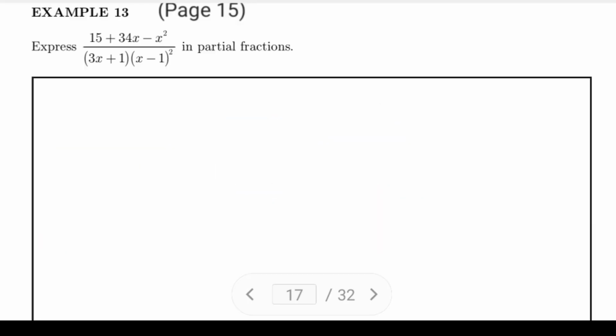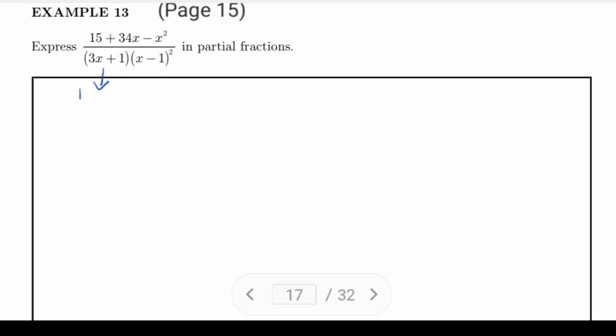Example 13 on page 15. Express 15 plus 34x minus x squared over 3x plus 1 times x minus 1 squared in partial fractions. So this fraction is a proper fraction since the degree of numerator is 2 while the degree of denominator is 3. Since the degree of the numerator is less than the degree in the denominator, this is a proper fraction. So let's have a look at the factors in the denominator.